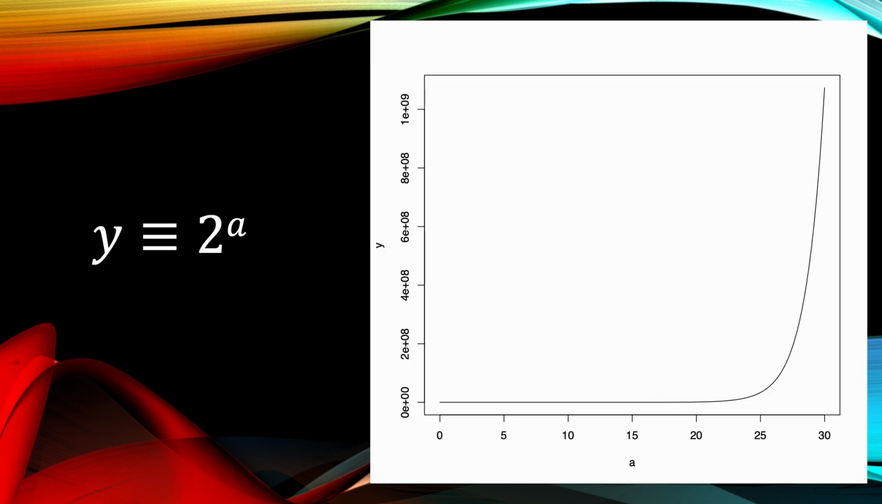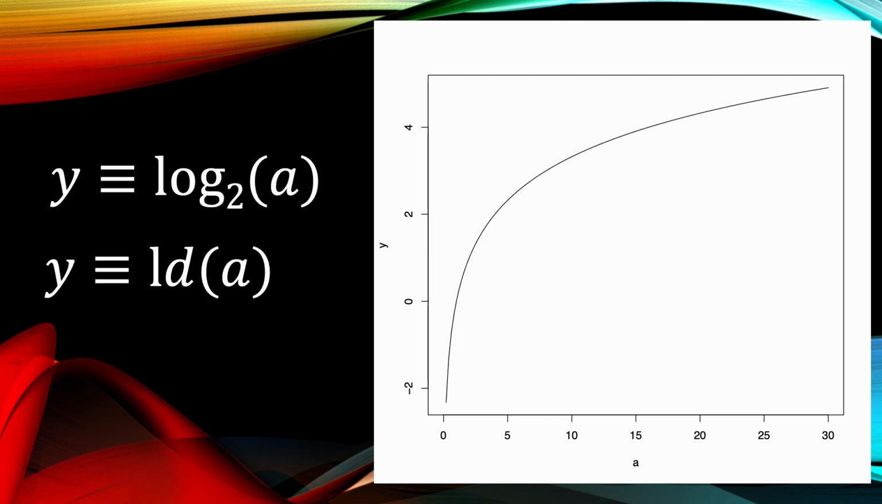To illustrate, I've plotted here the functions we're dealing with. First of all, this is the function y equals 2 to the power of a. You can see it's a typical exponential function which grows rapidly after a certain extent. In this case, it doubles every time a gets incremented by 1. Now the inverse of this is also very easy to calculate. The inverse is just a logarithm, in this case the dual logarithm of a, or log to the base 2 of a. As you can see, that's a normal logarithmic function which is continuous.